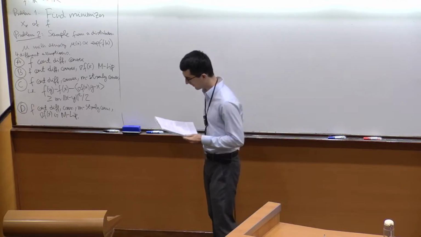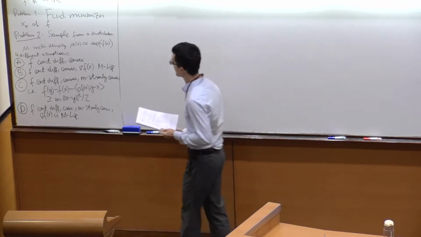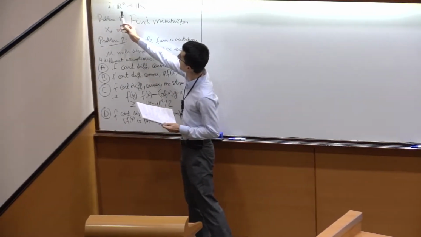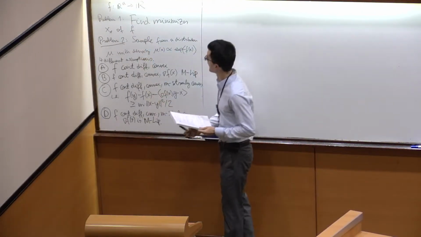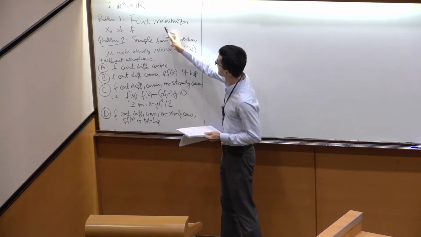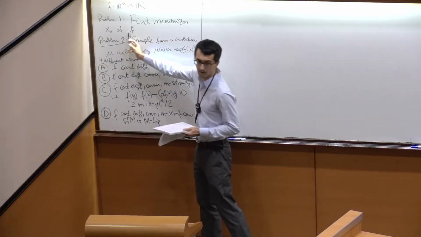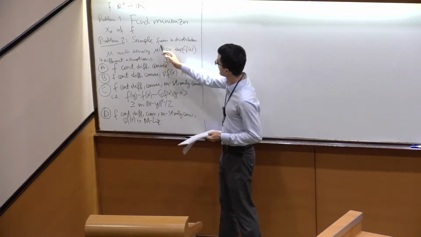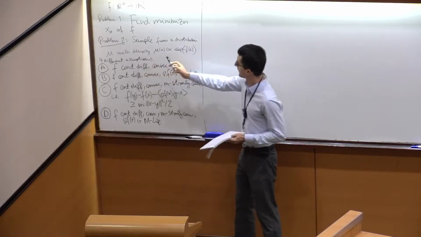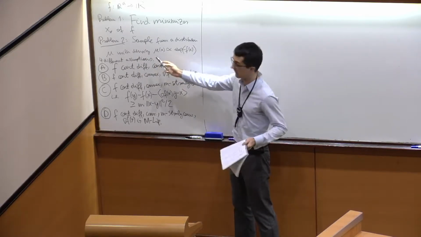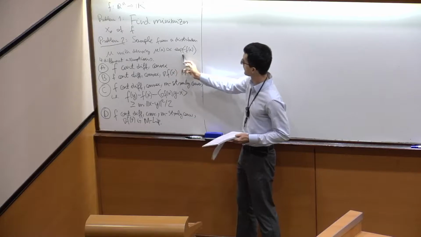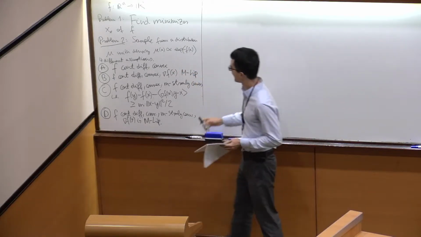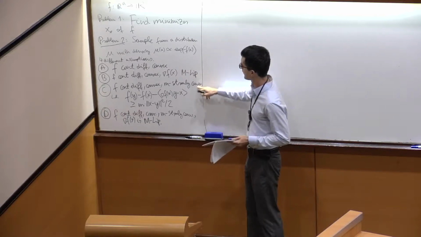The problem I'm looking at is this: suppose that you have a function f from R^d to R. The first problem is to find the minimizer x star of f, and the second problem is to sample from a distribution mu with density with respect to the Lebesgue measure that is proportional to exponential of minus f(x). And I will look at 4 different assumptions.